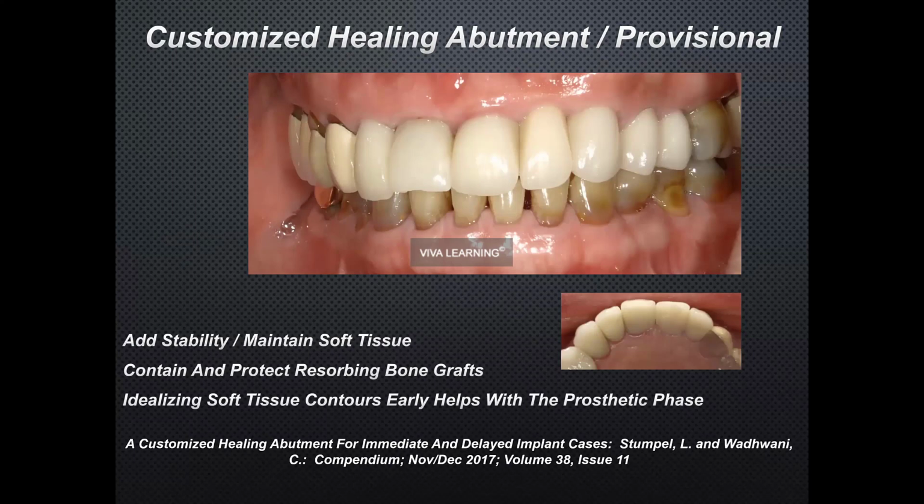Again, here's just a shot of tooth number 8. You'll see I've got it a little shorter than number 9, but it's healing nicely. Again, we've maintained our soft tissue, and it's helping us keep our graft in place, and we're idealizing the soft tissue concepts and contours early to help us during the final prosthetic phase. And this is a great article by Dr. Stumpo and Wadwani mentioning custom healing abutments for these immediate or delayed immediate cases.